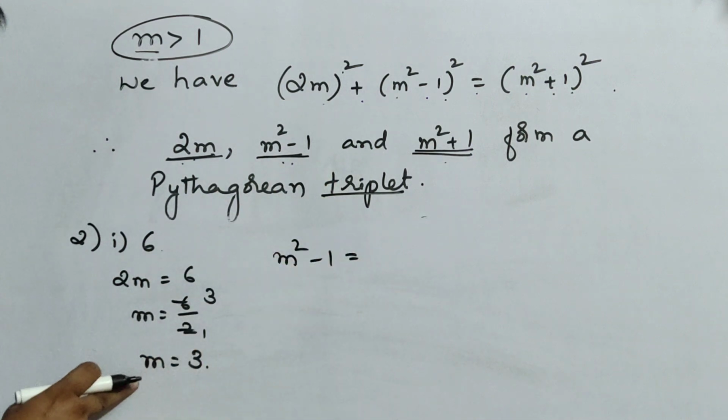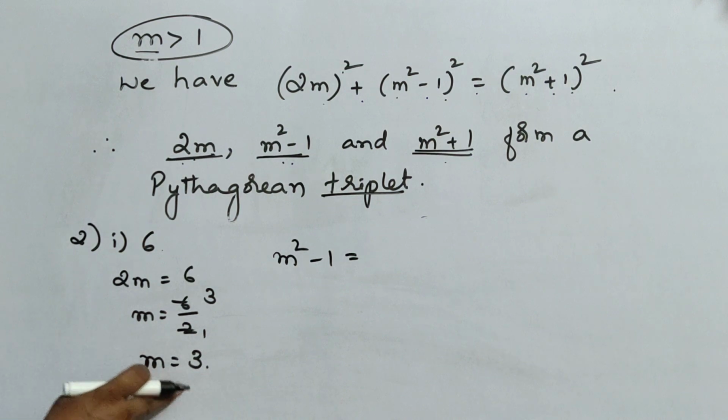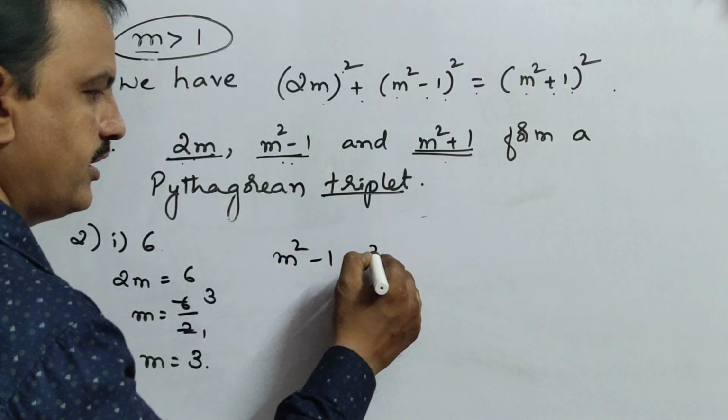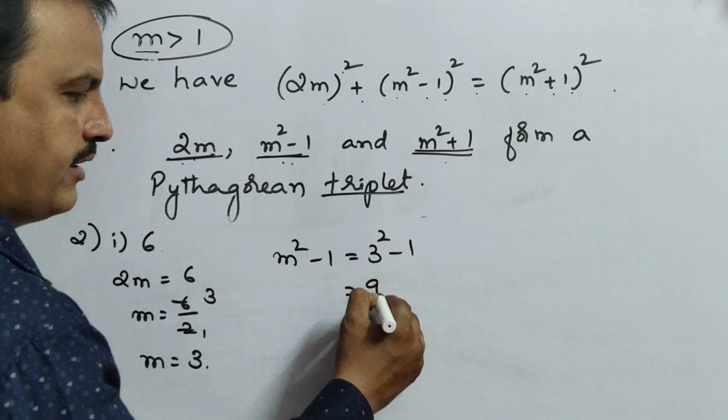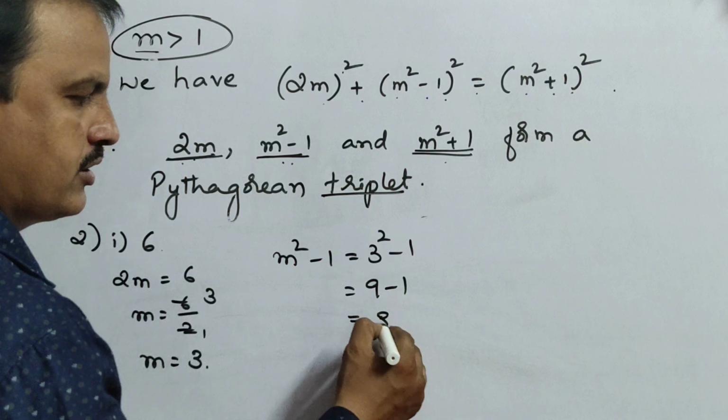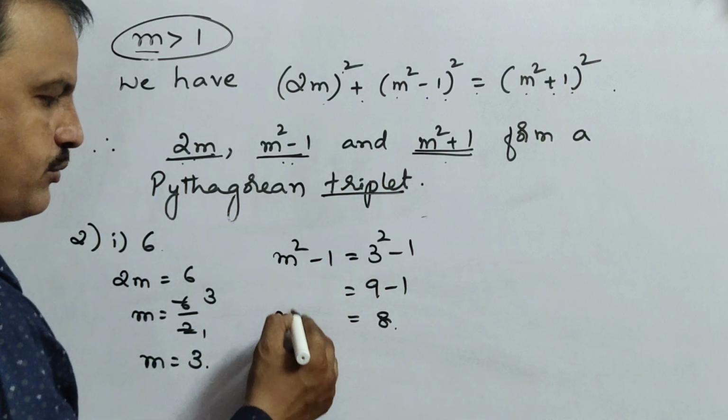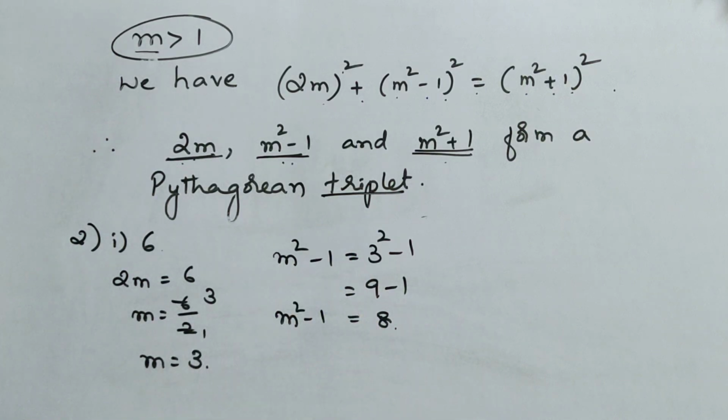Now what you got here, m value 3, no? That one you have to substitute. M how much you got? 3. So m means 3. 3 square minus 1. 3 square means what? 9 minus 1. So how much? 8. That means m square minus 1 equals 8.